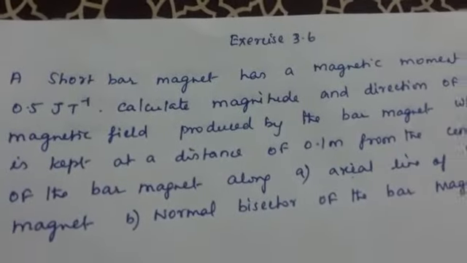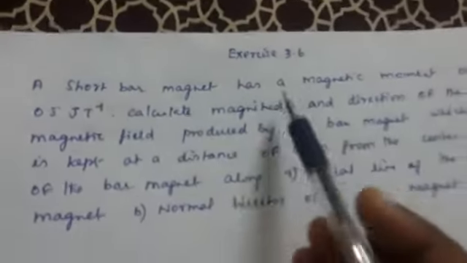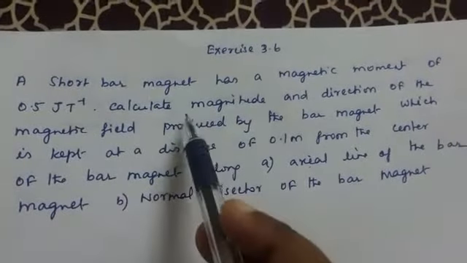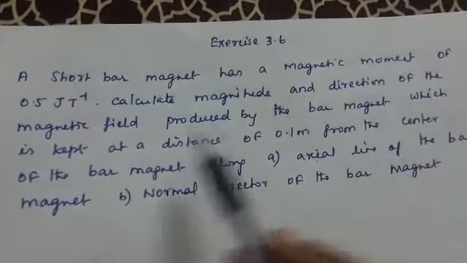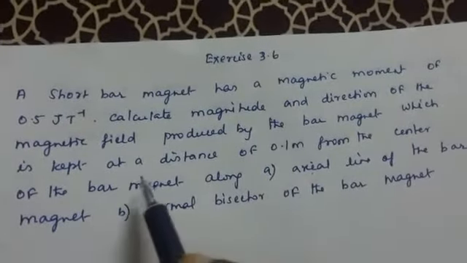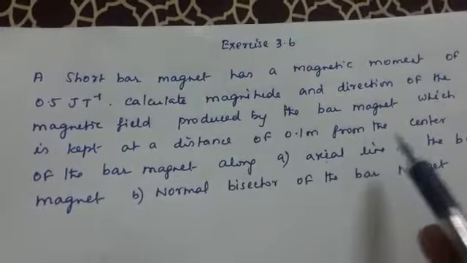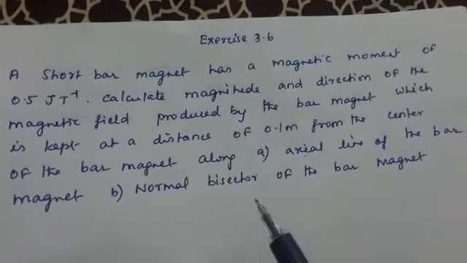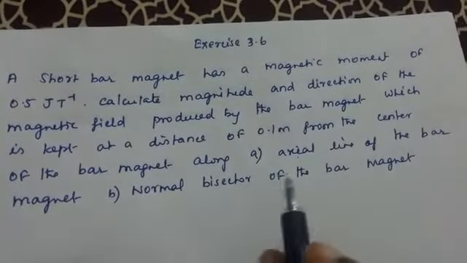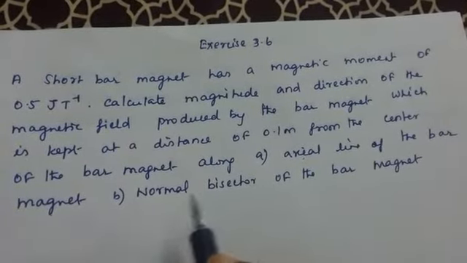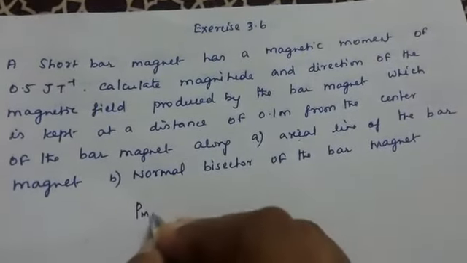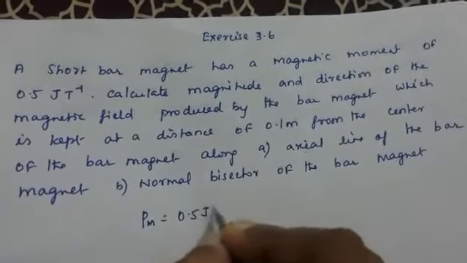Exercise 3.6. A short bar magnet has a magnetic moment of 0.5 Joule per Tesla. Calculate magnitude and direction of the magnetic field produced by the bar magnet, which is kept at a distance of 0.1 meter from the center of the bar magnet along axial line of the bar magnet and the normal bisector of the bar magnet. Note what is given here is the magnetic moment of the bar magnet. So Pm is equal to 0.5 Joule per Tesla.